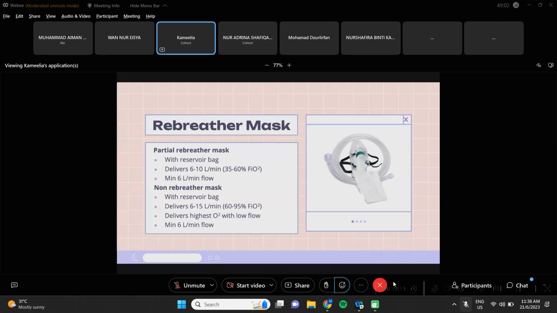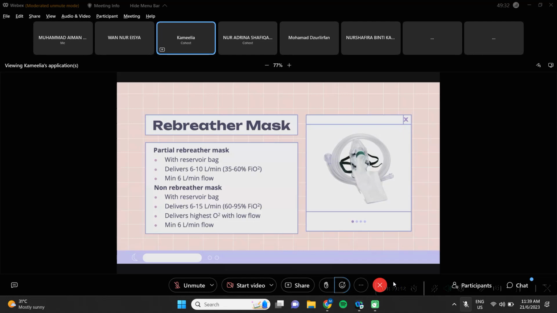And then we have non-rebreather mask, and this is actually a non-invasive device that is capable of delivering the highest concentrations of oxygen with low amounts of flow. So this is just like the partial rebreather. There is a reservoir bag, except for the holes on the sides are actually replaced with one-way valves. So this allows the expired CO2 to escape out there while closing back off, ensuring that the oxygen that's being delivered is exactly what we want.